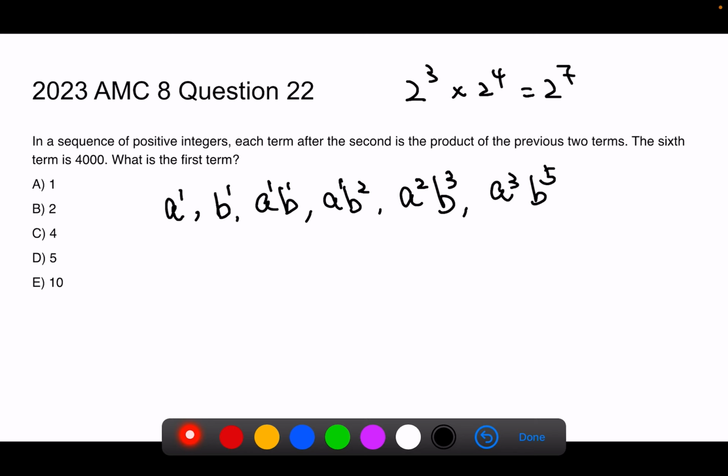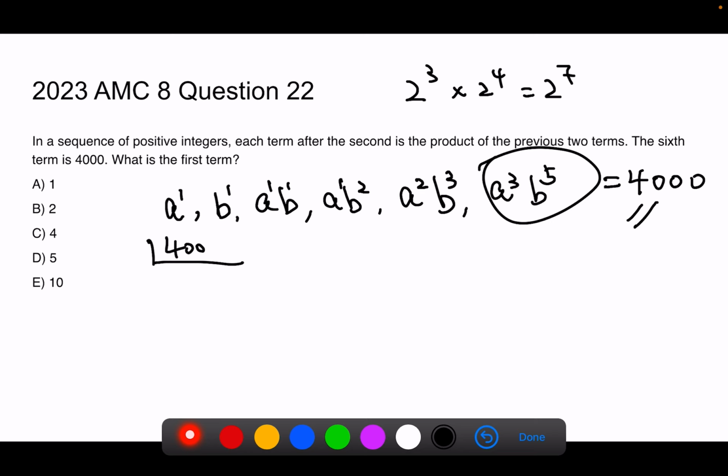When you see this format as the sixth term, you'll probably start to realize what this question is asking you for, because this is equal to 4,000. How do you find out A and B? Well, you're going to do some prime factorization. So try to prime factorize 4,000. I'll do it here, but if you're already familiar with how to do this, you can skip it.